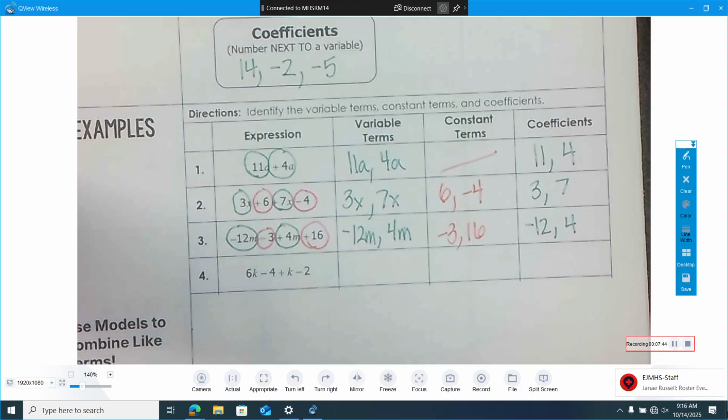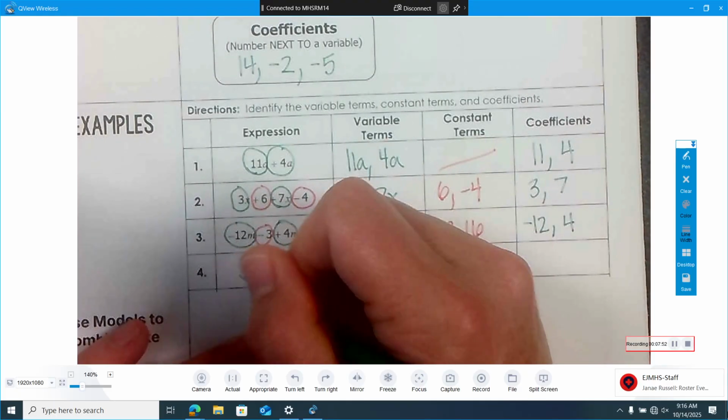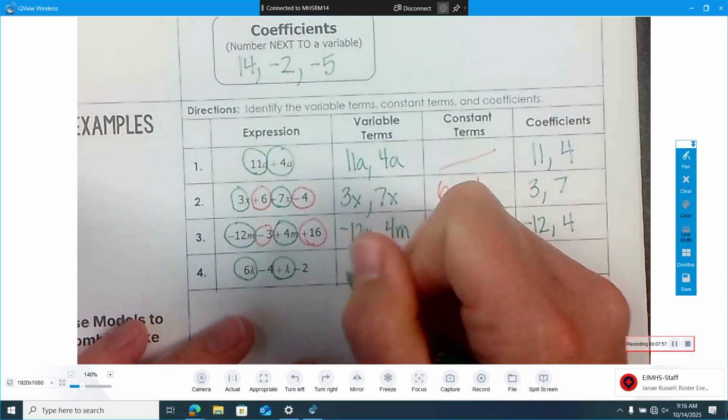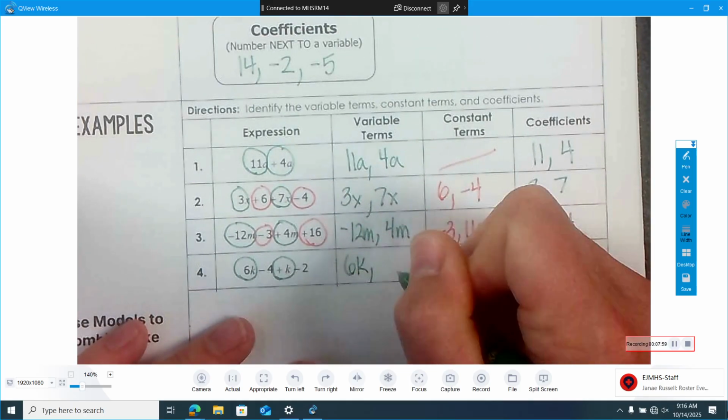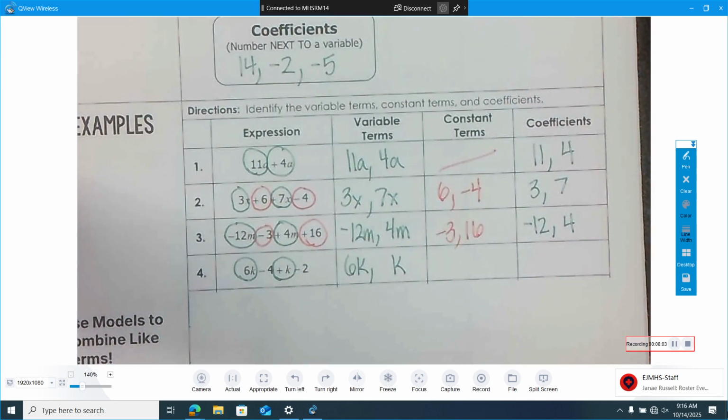Ooh, this is an interesting one. Number 4. What are our variable terms? 6k and k, you know what? That's very good. 6k and positive k. Very interesting. Okay. What are our constant terms?